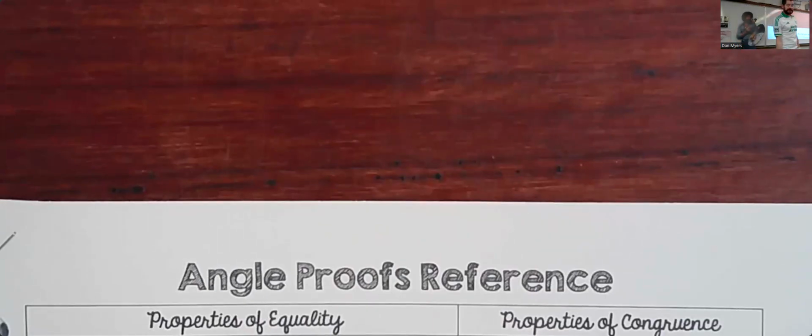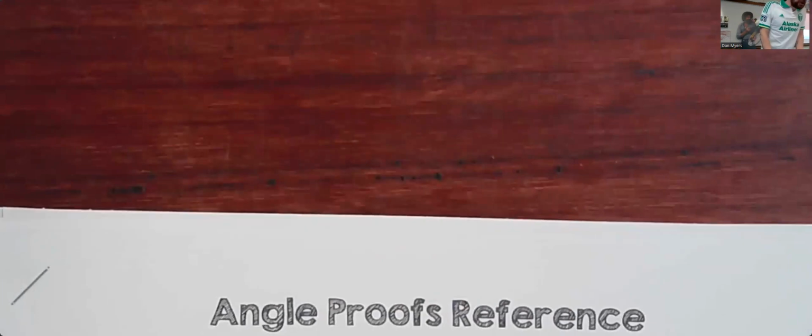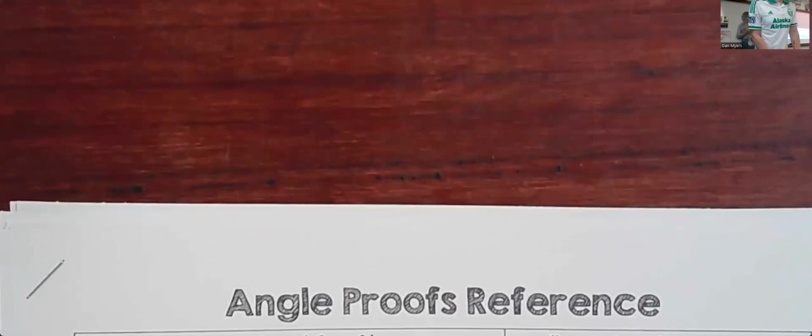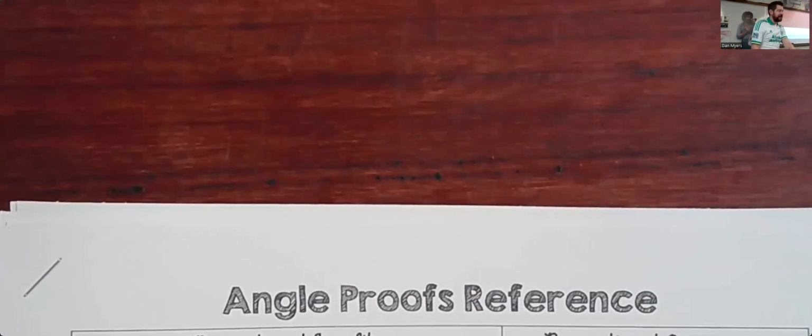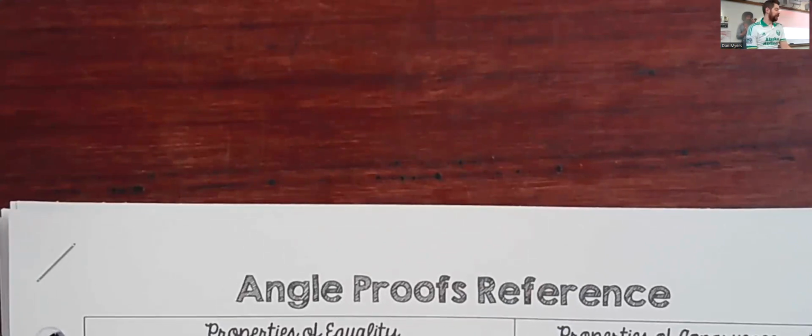Angle proofs reference. Everything that we have seen already could still potentially show up in these proofs. Beyond that, we're going to be adding in some things, but we're not actually going to be adding in anything really new. We're going to be looking at stuff that you've already seen before, and using a lot of that stuff with proving things about angles.